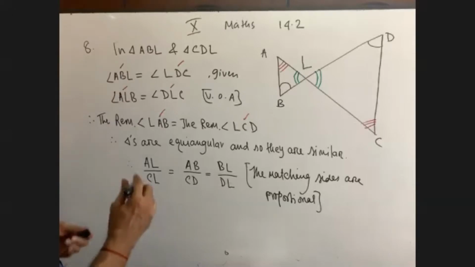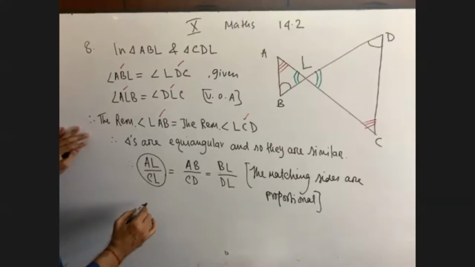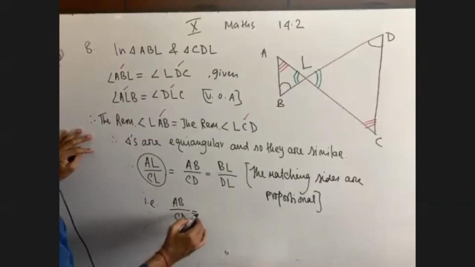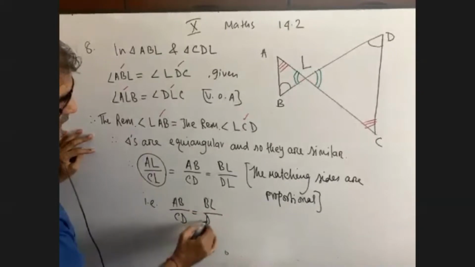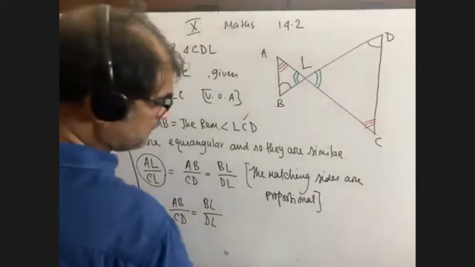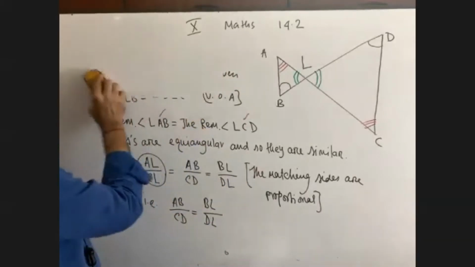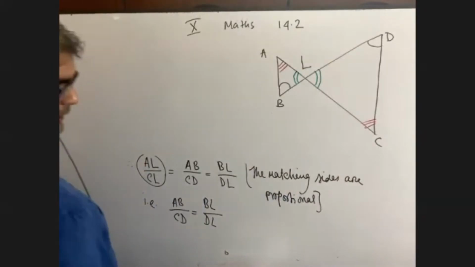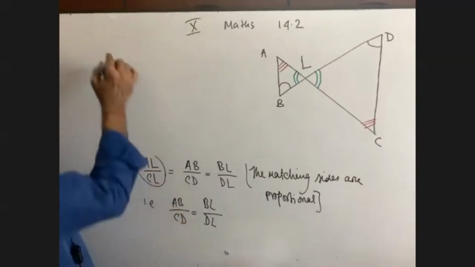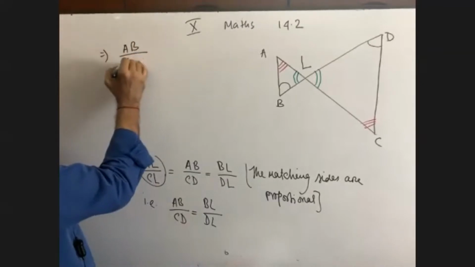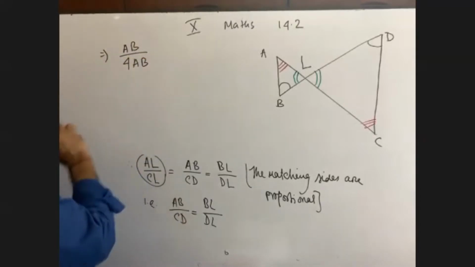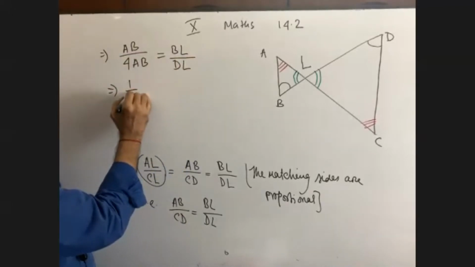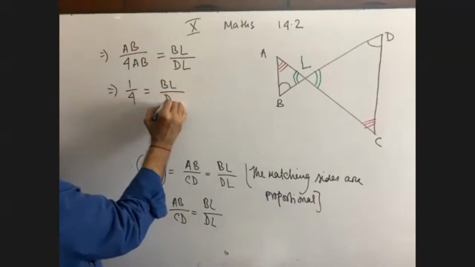So we don't have any functioning on this part. It is not required anymore. That is, we can write down AB by CD is equal to BL by DL. Now, in the book, a relation between AB and CD is given, and the relation is CD equals 4AB. That means AB by 4AB is equal to BL by DL. That means 1 by 4 is equal to BL by DL.